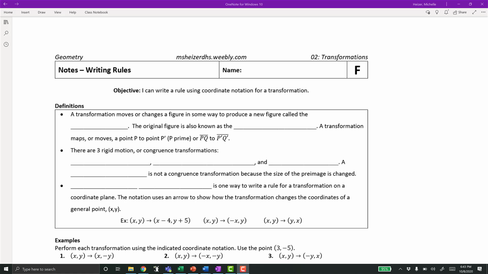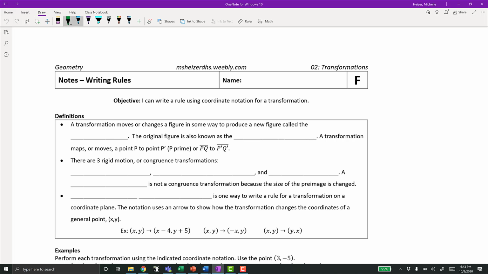Welcome to today's lesson. So today we're going to be looking at transformations and specifically writing rules for transformations using coordinate notation. So let's talk about first what a transformation is. A transformation moves or changes a figure in some way to produce a new figure called the image. And the original figure is known as the pre-image. A transformation maps or moves a point P to P prime, or segment PQ to segment P prime Q prime.